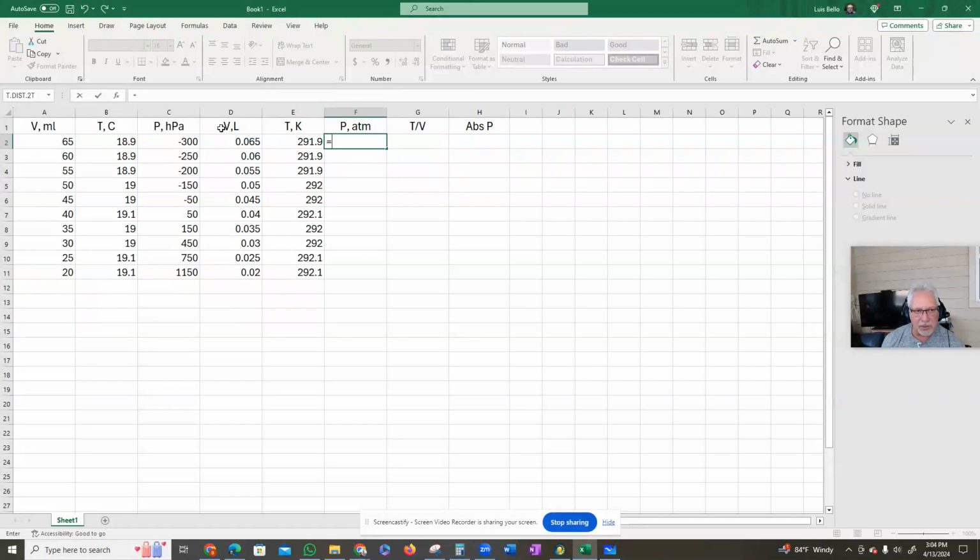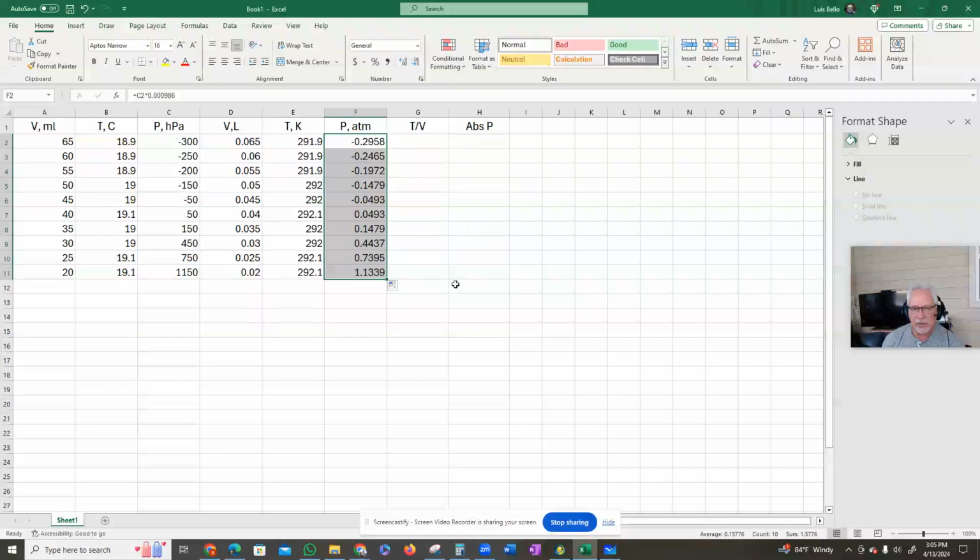So I'm going to select this pressure and multiply by the factor 0.000986. That will be enough. Okay, and that will be my pressure in atmosphere. And I will do the same thing, dragging my formula all the way down, and it automatically calculates the rest.